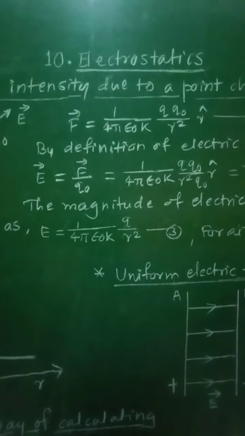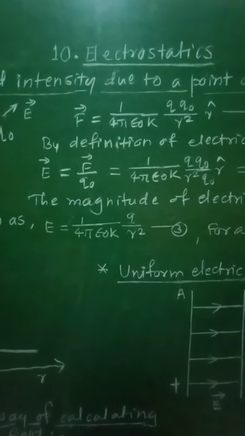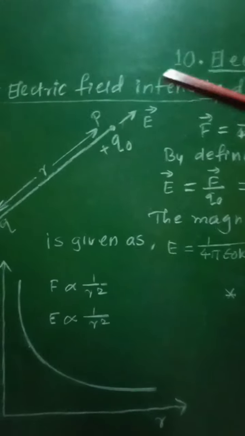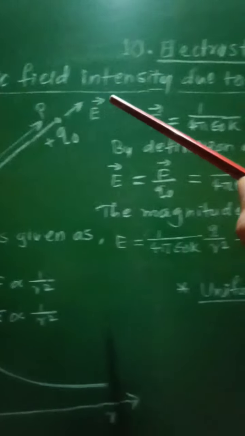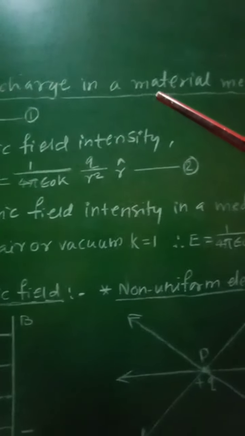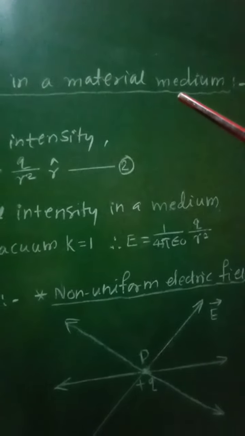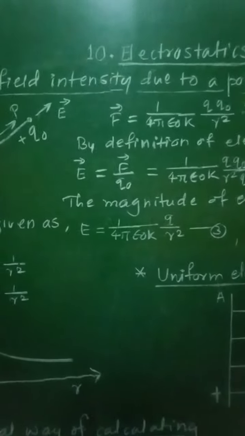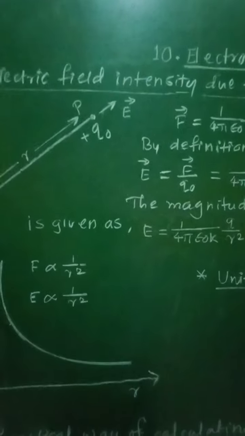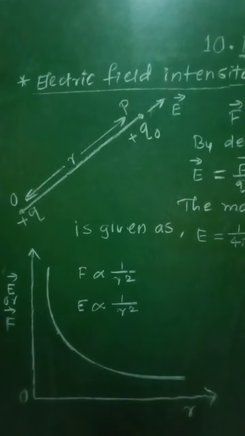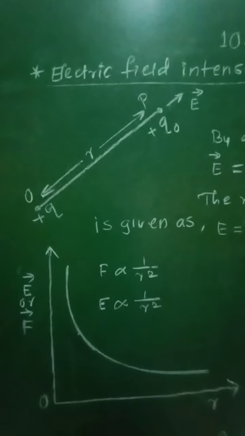Class 11th, subject physics, 10th chapter electrostatics. From the chapter, let us see the electric field intensity due to a point charge in a material medium. So when any point charge is placed in a material medium, what will be the electric field intensity due to that point charge? That we will have to find.